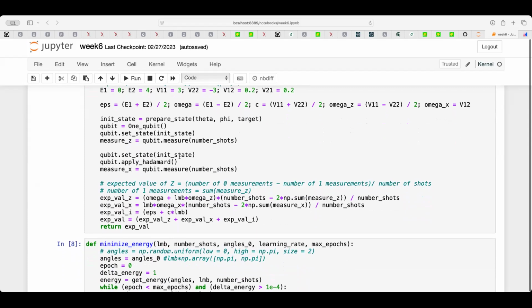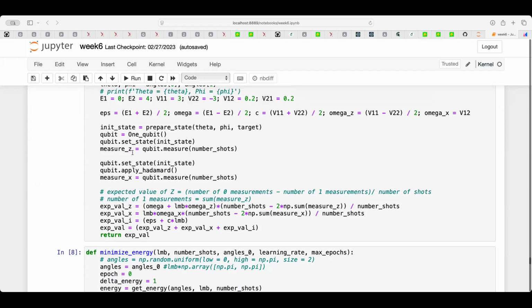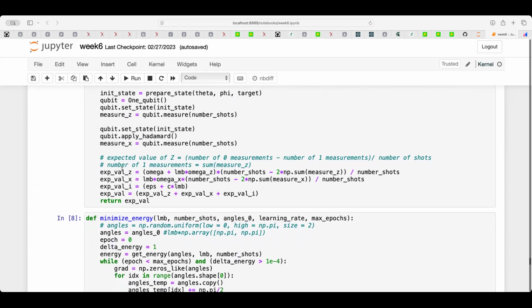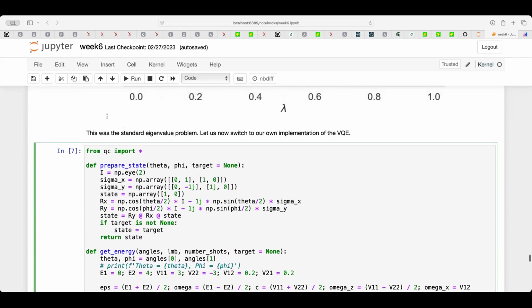Then I set up the same thing, but recalculate it in terms of the Hadamard transformation. So my measure X is where I take the qubit state and apply the Hadamard to it. My Z case is simpler, whereas my X case needs the Hadamard to make the transformation. So this is the setup of the Hamiltonian here. Let's just rerun it.